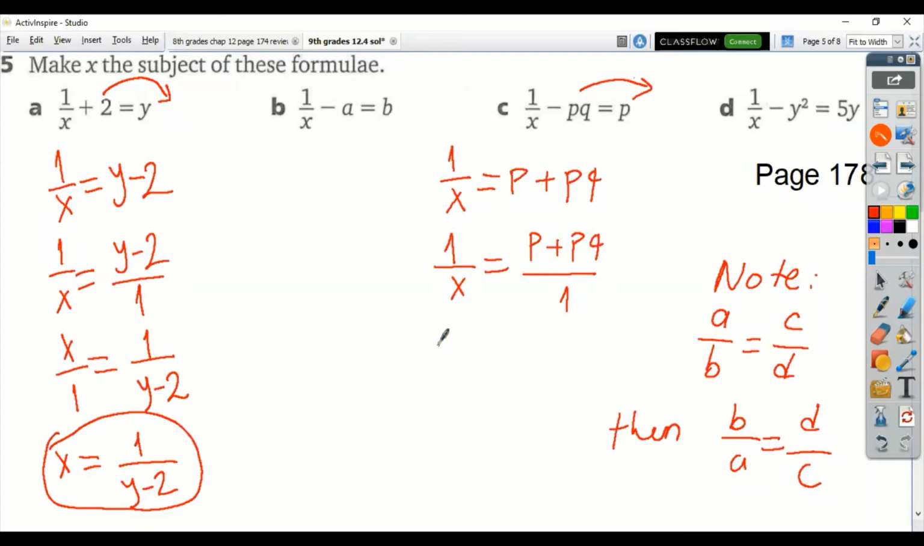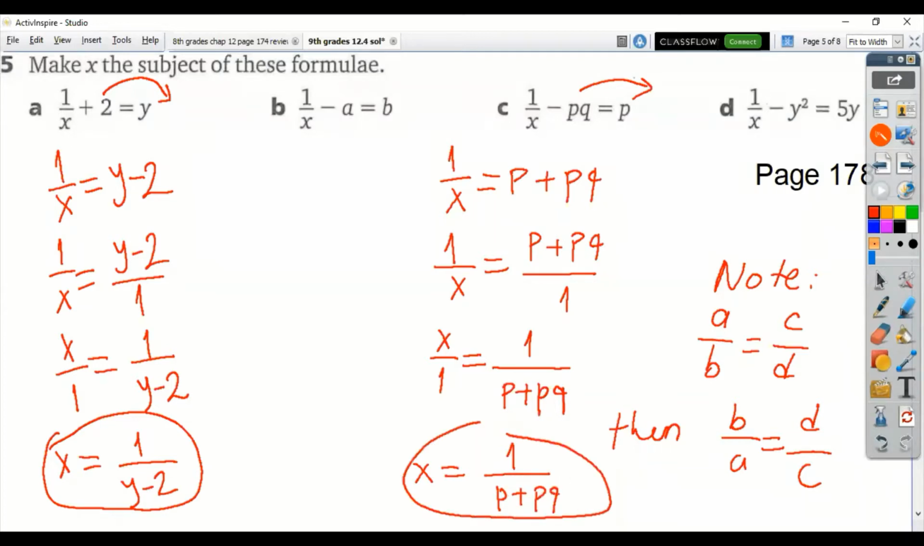Instead of 1 over x, we write x over 1. Switch places of numerator and denominator. And the same is applied here. 1 is not written at the bottom now, but at top. 1 over, and P plus PQ is not written at top now, but at the bottom, P plus PQ. So x over 1 means x equals 1 over P plus PQ. We have found x in terms of P and Q in this question.